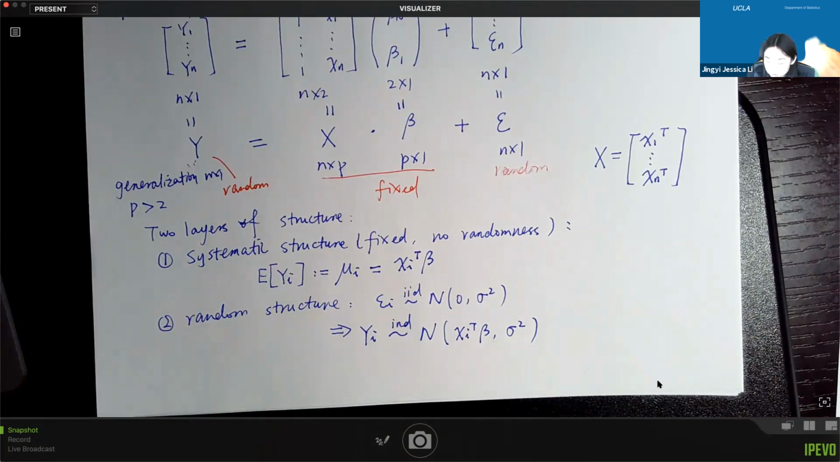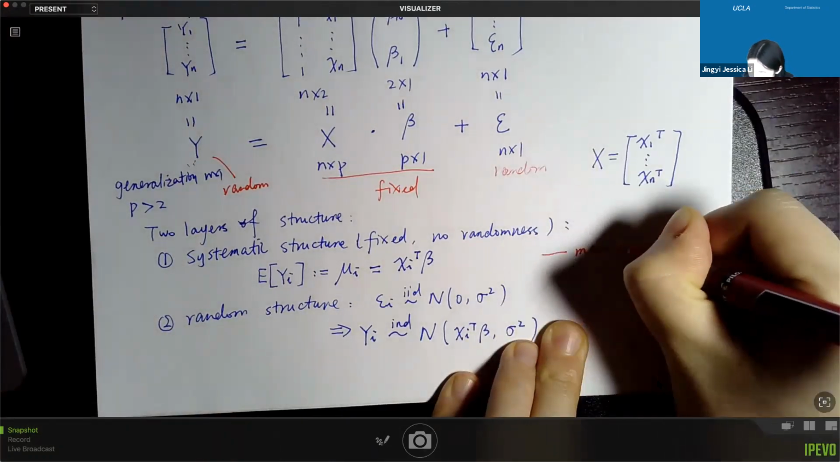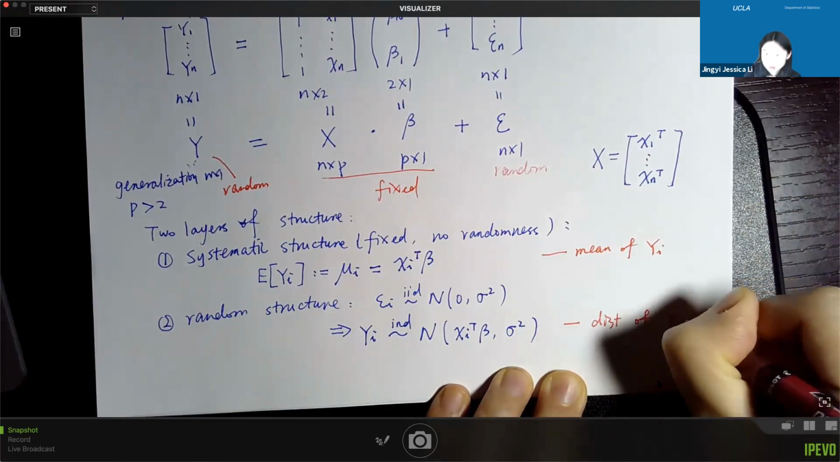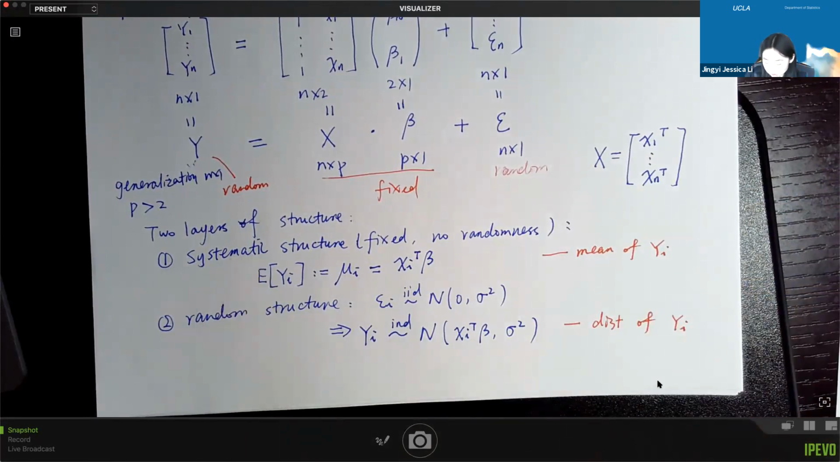So you see the two layers of structure. One is about the mean of yi, and the other is about the distribution of yi. And we're going to see that this whole structure, or this dissection, will be applicable to any generalized linear models. By generalization, we change the distribution of yi, so it may not be normal anymore. It could be binomial, Poisson, or negative binomial. So those are the generalizations. But still, for all the GLMs, we can always dissect them into a systematic structure about the mean of yi and the random structure about the distribution of yi.